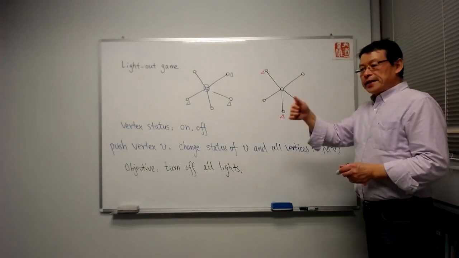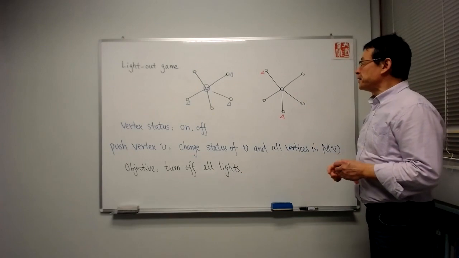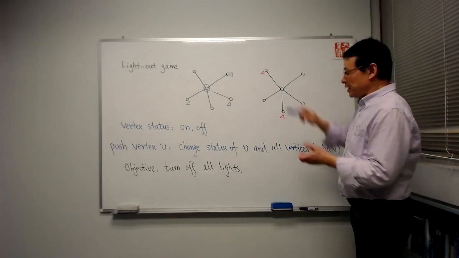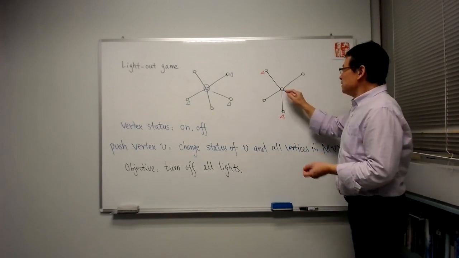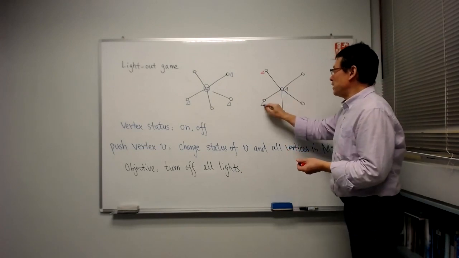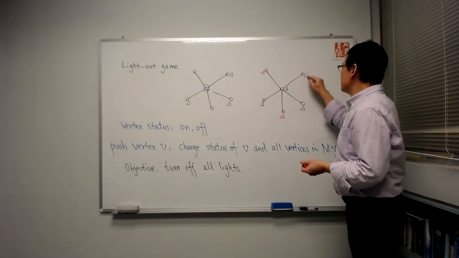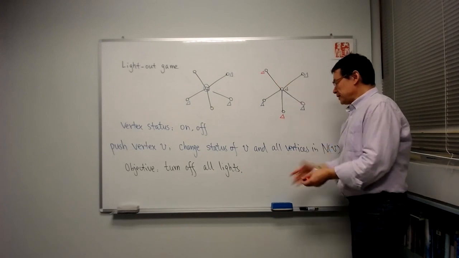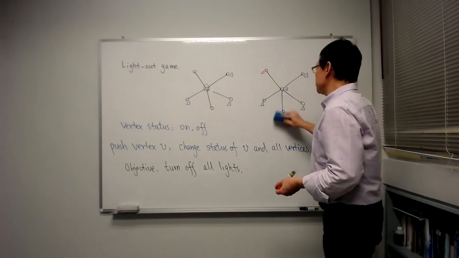All right. So the vertex we push will also change its status. So if we push this vertex here, the light of this vertex will be on. And these will be on. And these two will be off. So after we push this vertex, this happens.